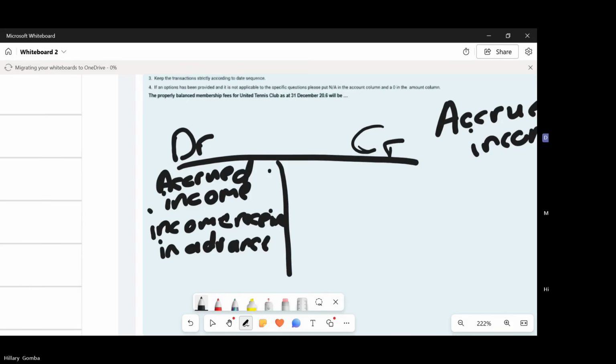Okay. And then what account is this one, the one that you have on the board? This one is membership fees. Sorry, I didn't write that on. It's a membership fees account. So both accrued income and income received in advance are debited in the membership account. Yes, the accrued income is debited.